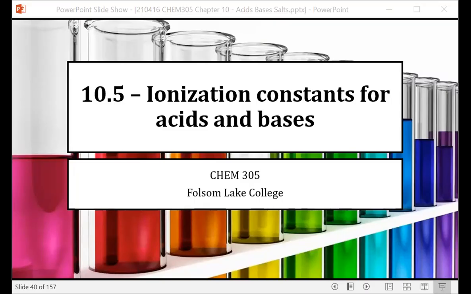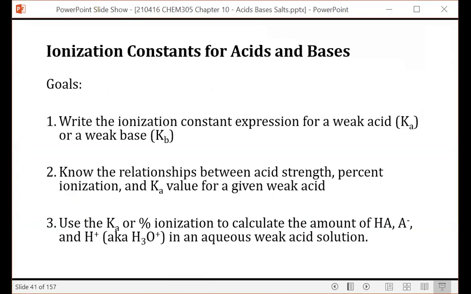Hey, welcome back. This is section 10.5 on ionization constants for acids and bases. The goals for this section are that we want you to be able to write the ionization constant expression for a weak acid, which we abbreviate as Ka, and the ionization constant expression for a weak base, which is abbreviated Kb.